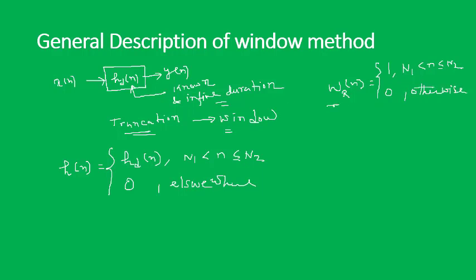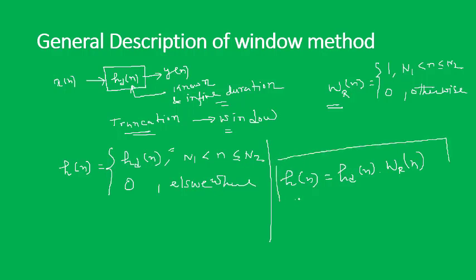Now if I multiply this one with this one, then h of n I'll get as hd of n into wr of n. So this entire thing is in the time domain, and what we have got is the actual impulse response of the FIR filter that is to be designed. So here we are taking the help of another function, which we name the window function, to make the desired impulse response a finite one.